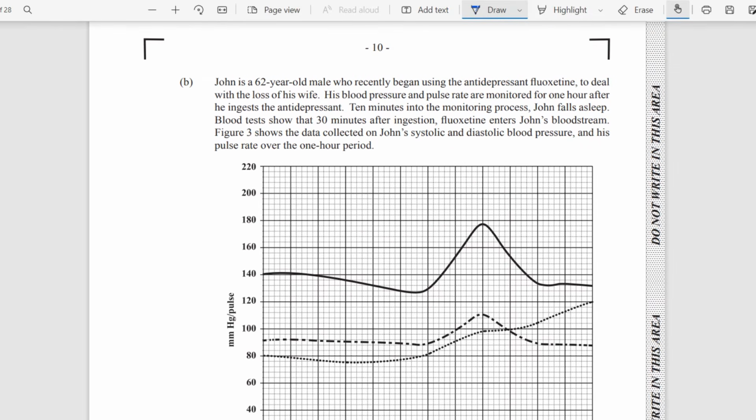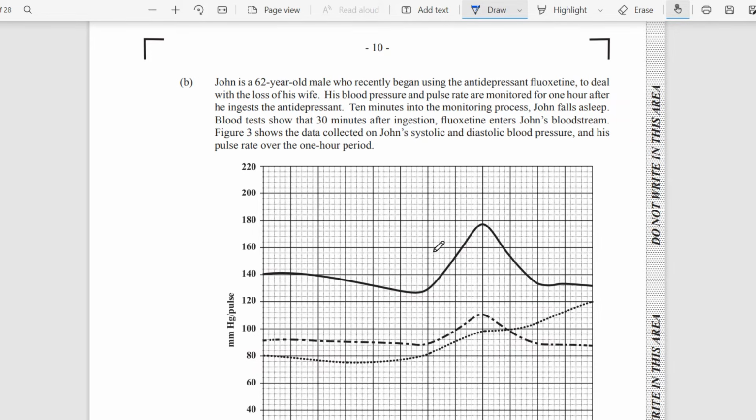Alright, so we're still on question 2. So this is B. John is a 62-year-old male who recently began using the antidepressant fluoxetine to deal with the loss of his wife. His blood pressure and pulse rate are monitored for 1 hour after he ingests the antidepressant. 10 minutes into the monitoring process, John falls asleep. Blood tests show that 30 minutes after ingestion, fluoxetine enters John's bloodstream.